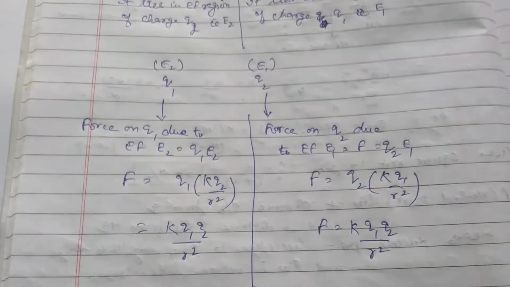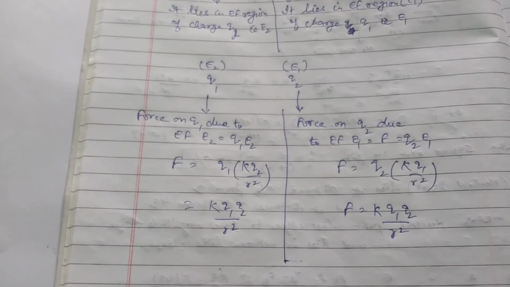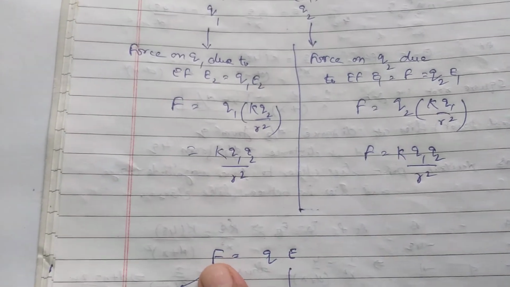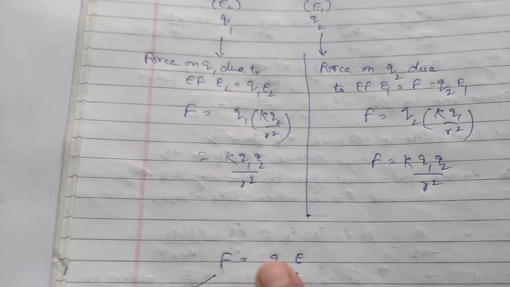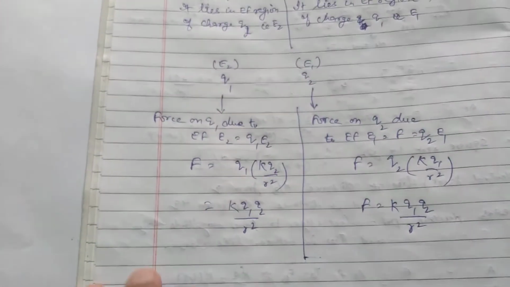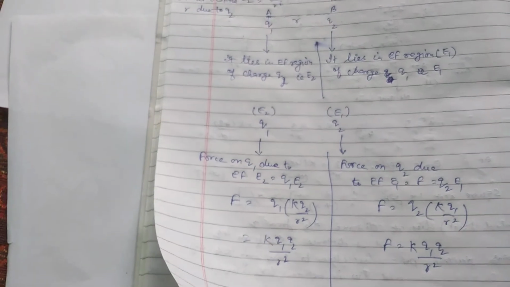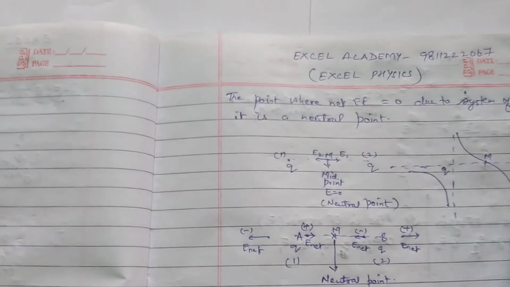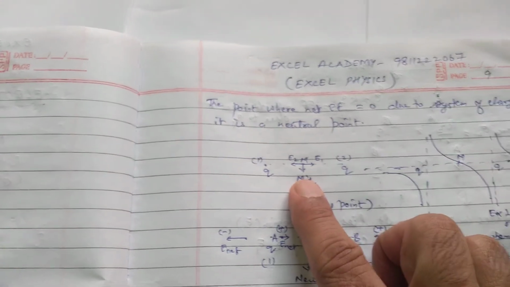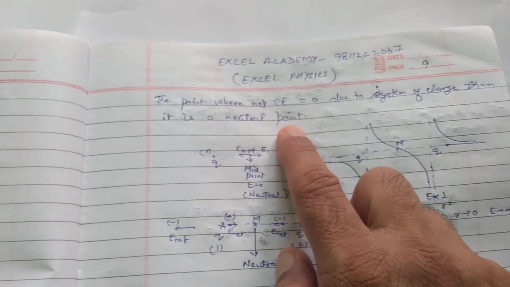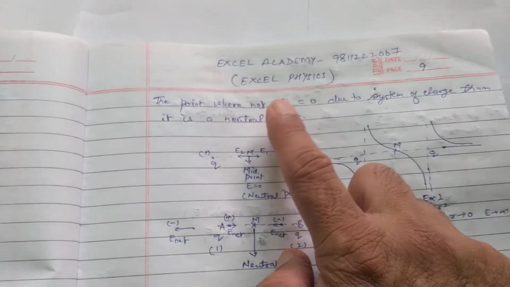So it means that if any charge is lying in the electric field region E, so what will be the force experienced by it? That comes out to be F equals to QE. So in this manner, we have the concept of electric field. And in between the two charges, if at any point the net electric field is 0, then that point is called neutral point. So just I am again reminding you, the neutral point is that point where net electric field is 0.